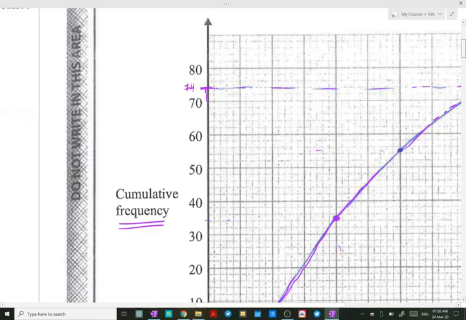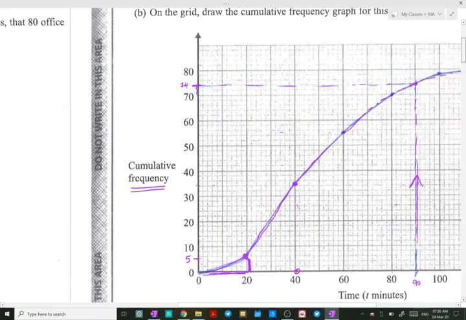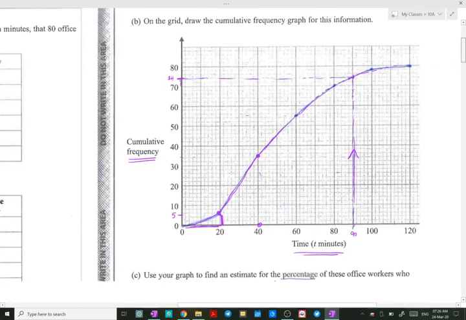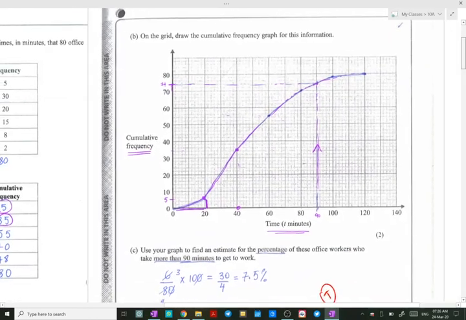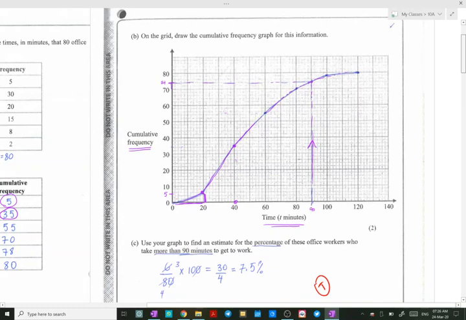So they are asking us what's the percentage of the workers that take more than 90 minutes to get to work. So more than 90 minutes are the remaining workers that are found here. So 80 minus 74 is equal to 6 workers. So these 6 workers take more than 90 minutes to get to work.